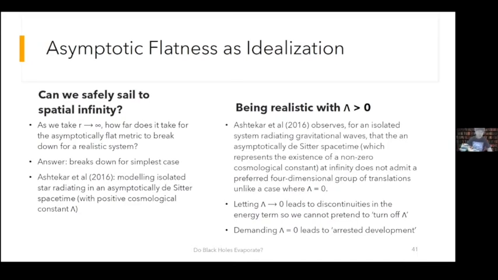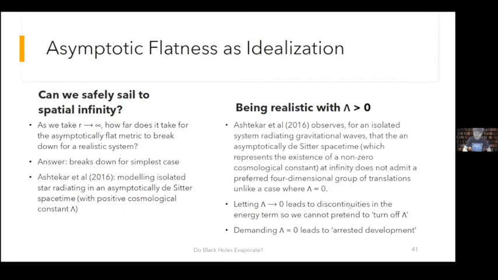That they're modeling isolated stars radiating in asymptotically de Sitter spacetime, i.e., our spacetime, with a positive cosmological constant. However, they observe that if you just let the cosmological constant be larger than 0, typically there won't be an existence of, even if you're treating this spacetime as a Schwarzschild-de Sitter spacetime as an approximation, typically this model will not admit even asymptotic flatness at infinity, right? And if we just pretend that the cosmological constant goes to 0 within this spacetime, so that we can get to asymptotic flatness, it leads to a discontinuity in the energy term. So we cannot pretend to turn off the cosmological constant.